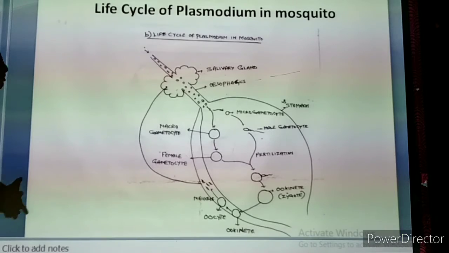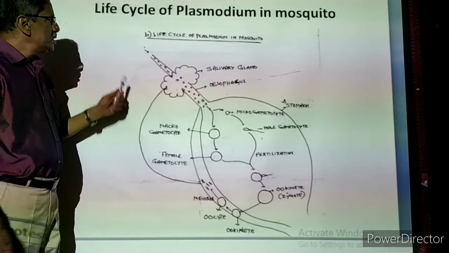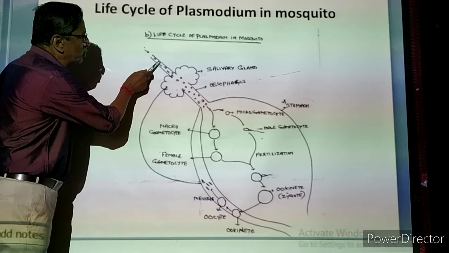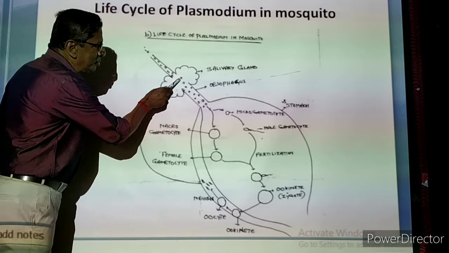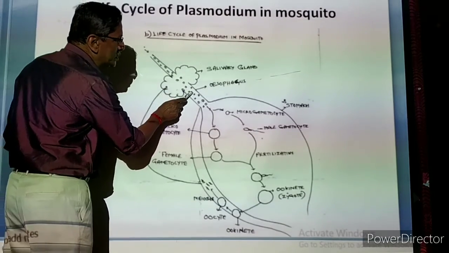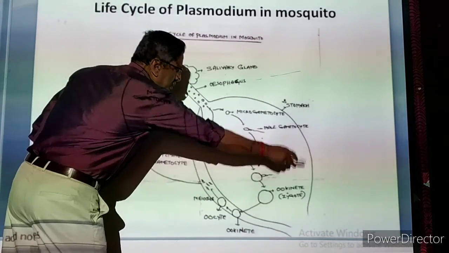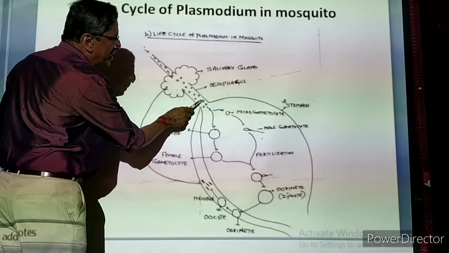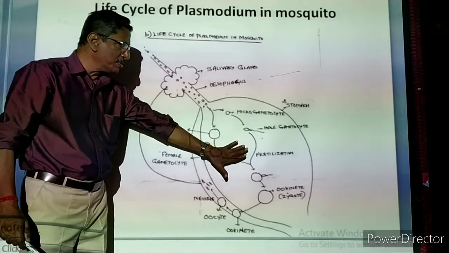Now it is the second part of the life cycle. The life cycle of Plasmodium in mosquito. So imagine that the microgametocytes and macrogametocytes are entering through the mouth part. In the mouth, the salivary glands are there, passing that. This is the esophagus of the mosquito. So through the esophagus, the micro and macrogametocytes are entering the stomach. For diagrammatic representation, I have drawn the stomach much bigger. Once the micro and macrogametocytes enter, further changes take place in the stomach of the mosquito.